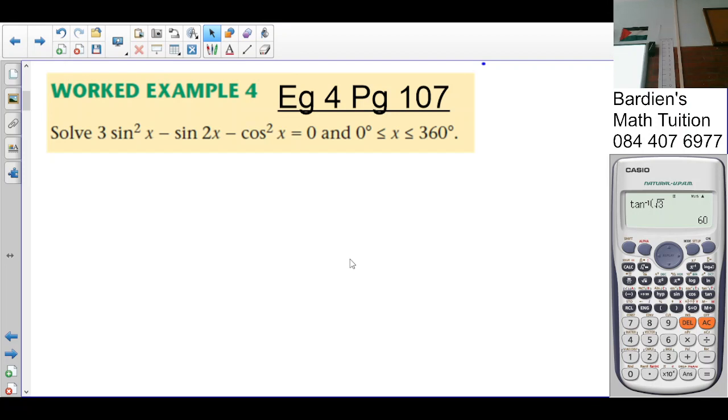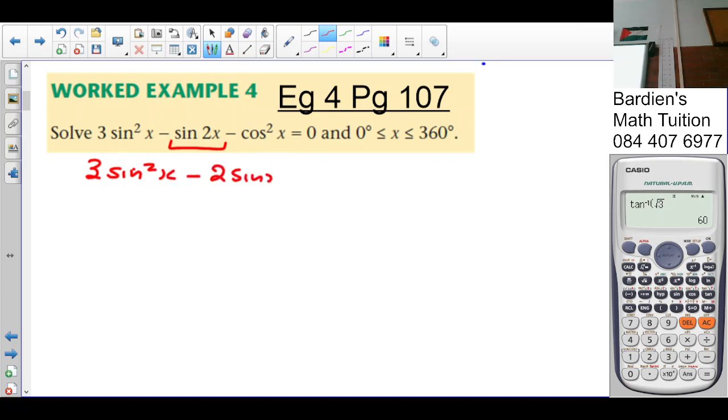Okay, so what can be done here first? Change sine 2x. Sine 2x can be written as what? 2 sine x cos x minus cos squared x equals 0. Now what? What do you see? Sin x is a common factor. No, there is no sin x in the last term.